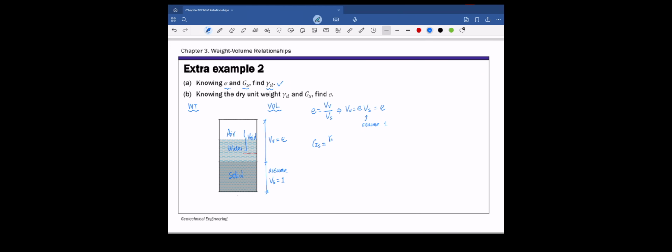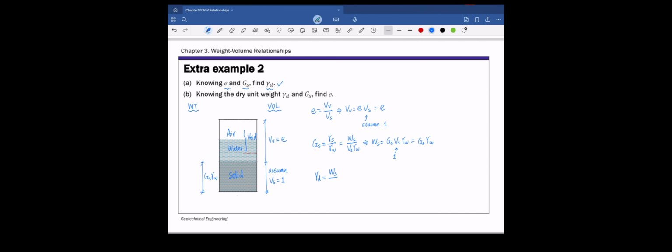And to get the weight side, we'll start with specific gravity, which is gamma s, unit weight of solids, over gamma w, unit weight of water. And gamma s is weight of solids over volume of solids. And from this, you can calculate Ws, that's the weight of solids, equals Gs times Vs times gamma w. And Vs is assumed to be 1, so Ws is Gs times gamma w. And you can put this on the weight side. That's the weight of solids. That's basically all the information we need to calculate gamma d.